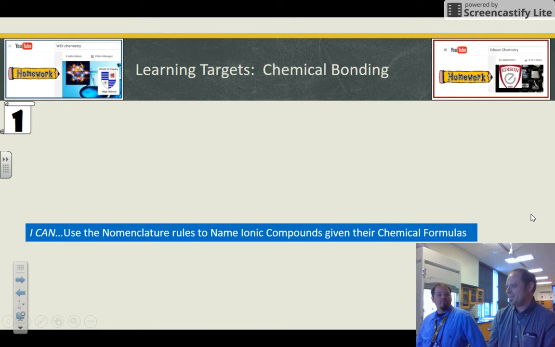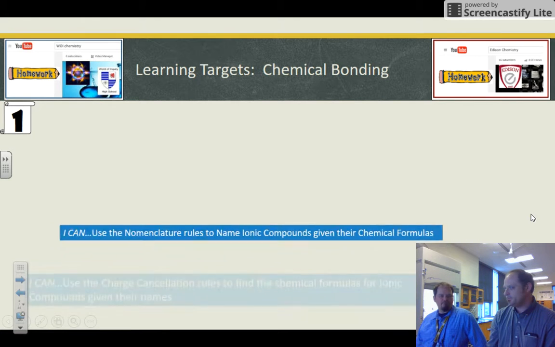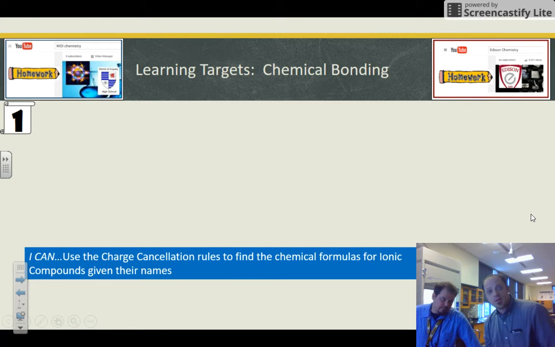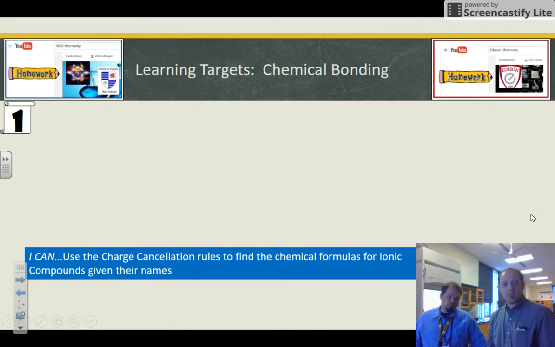And then we have to be able to name these molecules. The nice thing I like about this unit is it goes back and forth. If I have the name, I can draw the picture and tell you what it is. Or if I have the picture, I can tell you the name, and it can go back and forth. Using charge cancellation rules to find chemical formulas for ionic compounds given a name. So like Mr. Milk said, if I give you the name of a chemical compound, what would its chemical formula be? How would you show the atoms bonding to each other in that particular example? It's important stuff.